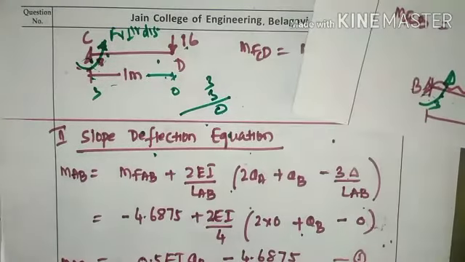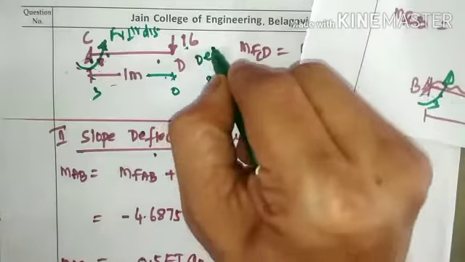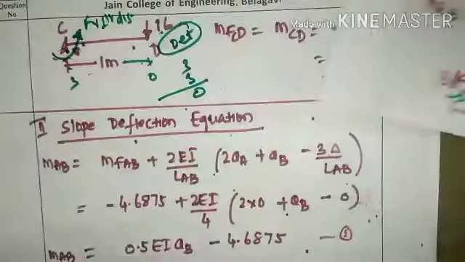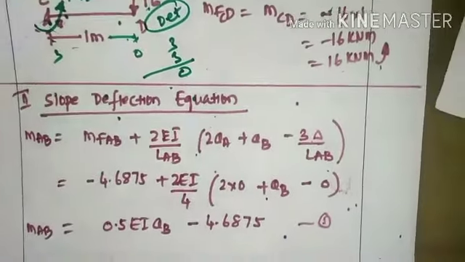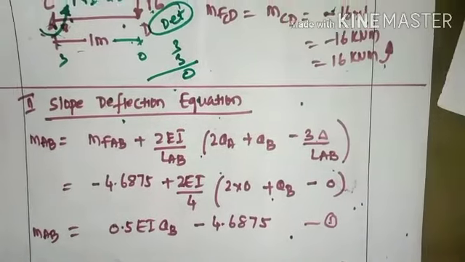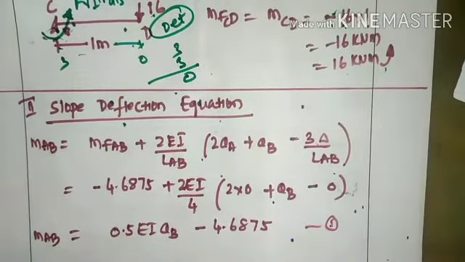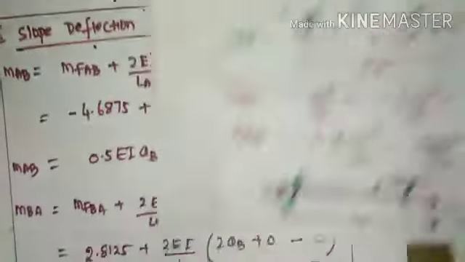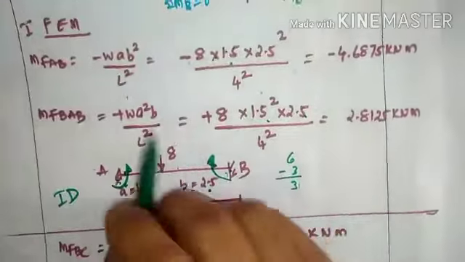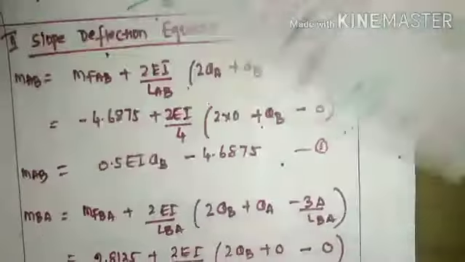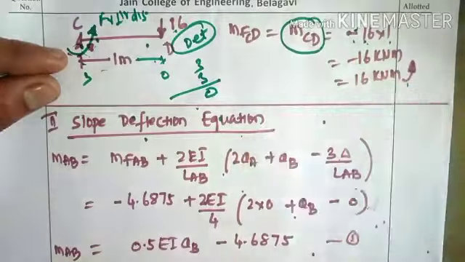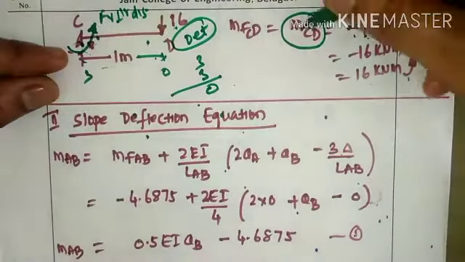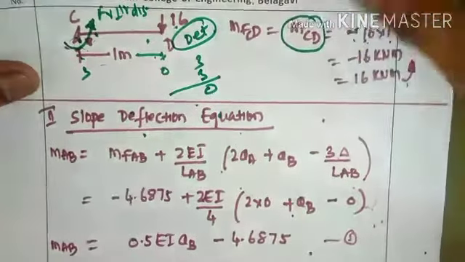Degree of static indeterminacy is 0. What does it conclude? CD is a determinate structure, and whenever it is a determinate structure, I am not going to apply any slope deflection equation. Slope deflection equation will be applied only for the indeterminate structure, which means it will be applied for AB, BA, BC, CB. Whereas for CD, whatever is the fixed end moment, that itself will be the final moment because of the determinate structure.